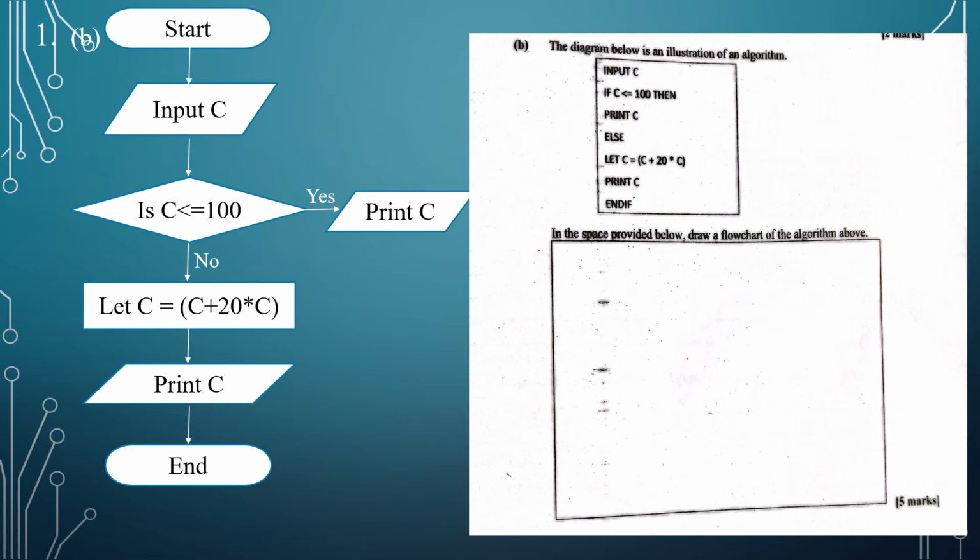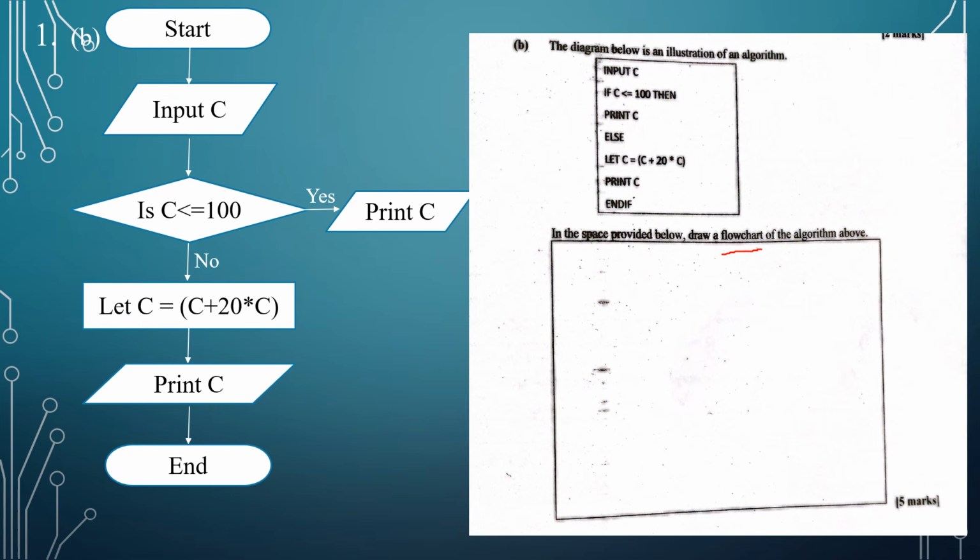Let's move to 1B. So you see the diagram below is an illustration of an algorithm, and we have to use it to draw a flowchart. A flowchart is when you make a visual representation of your algorithm, where you use shapes to represent your algorithm. So mostly the shapes used are the oval shape, and then parallelogram, diamond shape, rectangle, arrows, and so on and so forth.